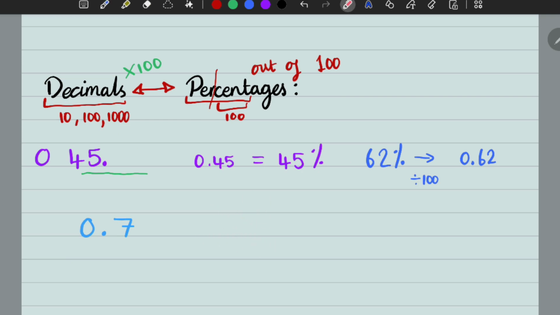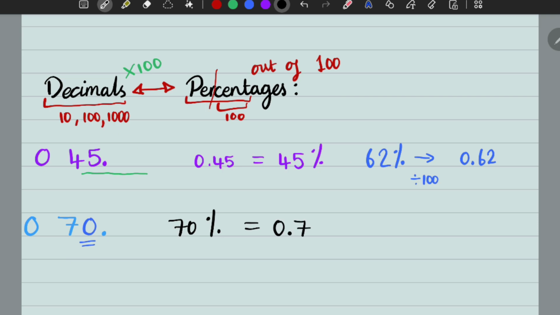Now let's remember, to change from decimals to percentages, to do this conversion, I need to times by 100. So I'm going to take my 0.7, I'm going to times it by 10, times it by 100, and it's moved to this place over here. Now what do I do with this space in the middle? Well, I need to put a placeholder there, so it becomes 70. So my answer here is 70% is equal to 0.7.